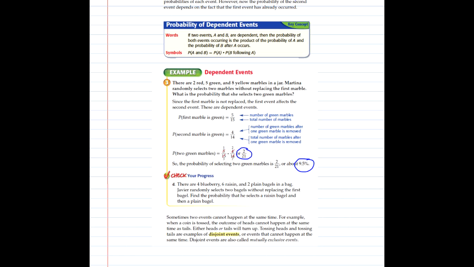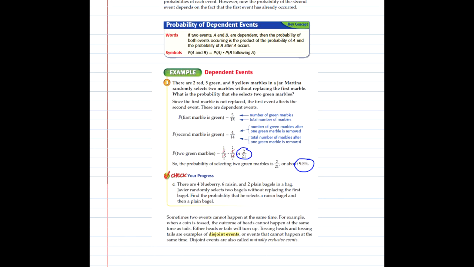Check your progress. There are 4 blueberry, 6 raisin, and 2 plain bagels in a bag. Javier randomly selects 2 bagels without replacing the first. Find the probability that he selects a raisin bagel and then a plain bagel.